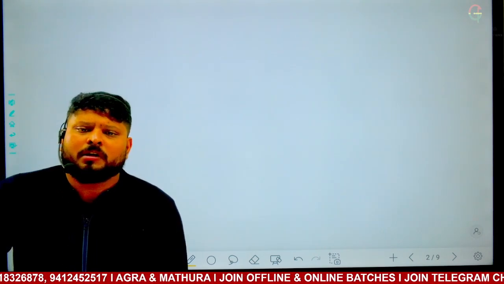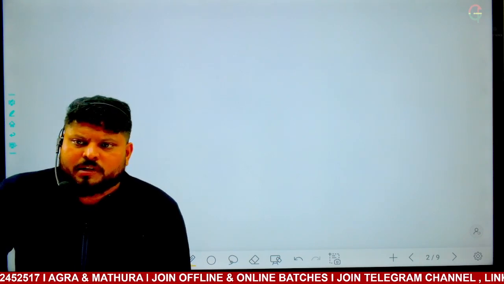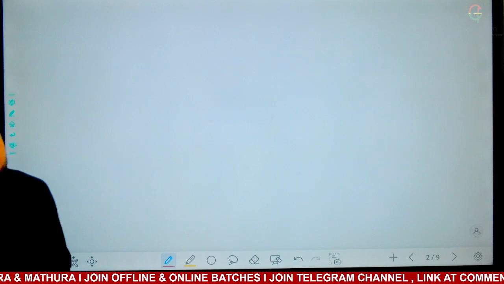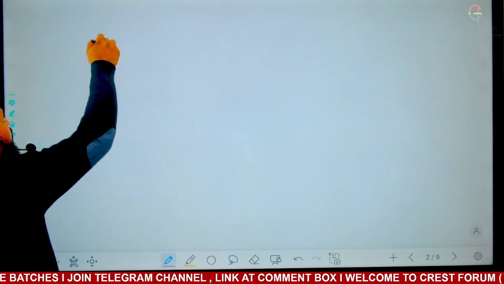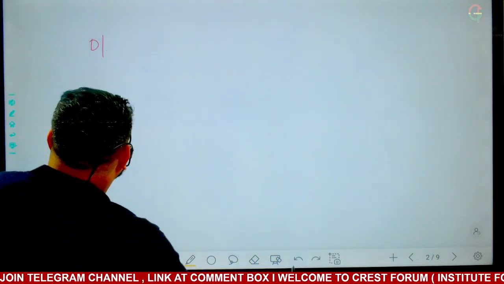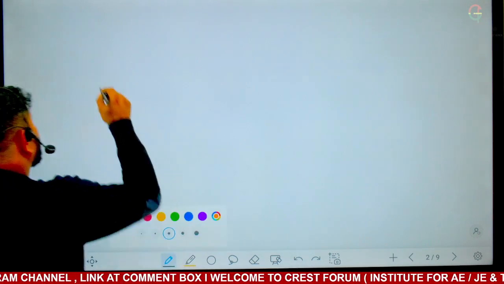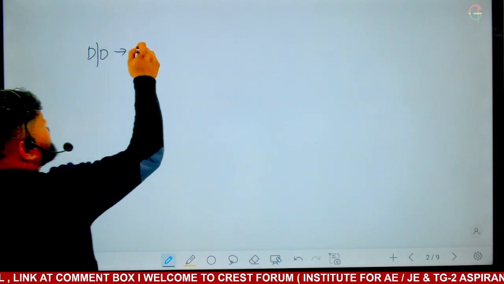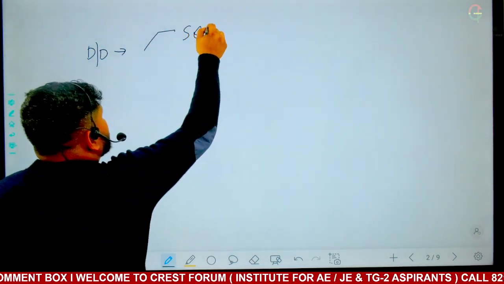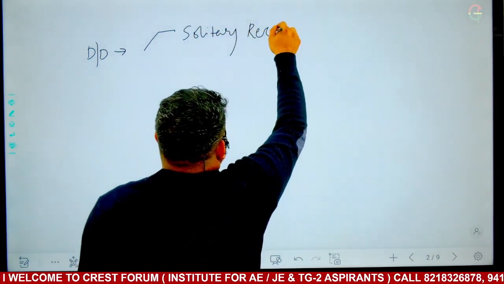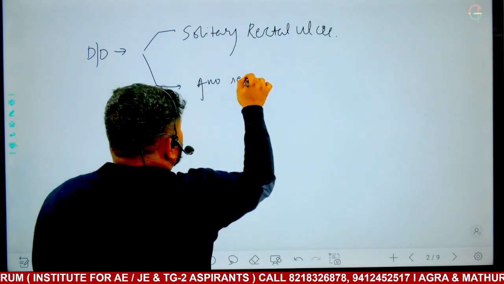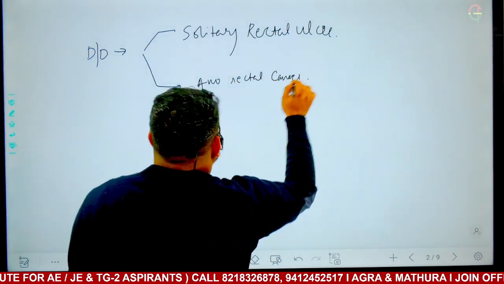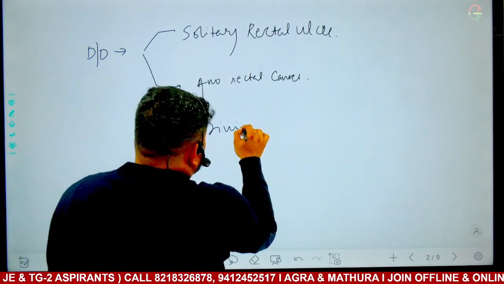Grades of the hemorrhoids are applicable to the internal hemorrhoids, and as we have talked about grade 1, grade 2, grade 3, grade 4. After that we talked about internal and external hemorrhoids, and right now we will talk about the differential diagnosis. In differential diagnosis, solitary rectal ulcer, anorectal cancer, diverticulitis.